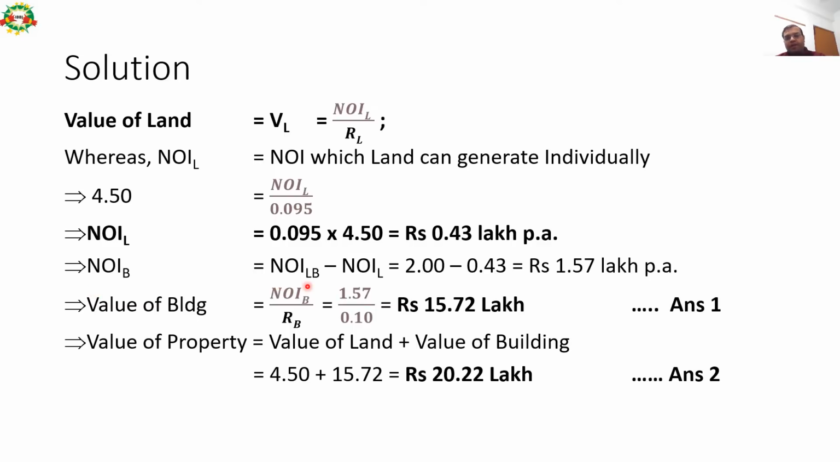So that means net operating income of the building is equal to net operating income from the full property minus net operating income from the land. The difference will give us the NOI from building alone. So that is equal to 2 lakh minus 0.43, which is equal to 1.57 lakhs per annum.